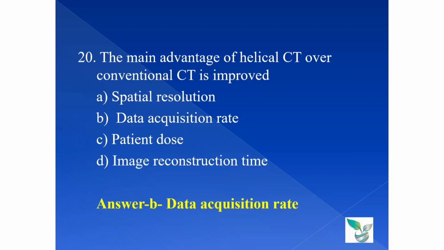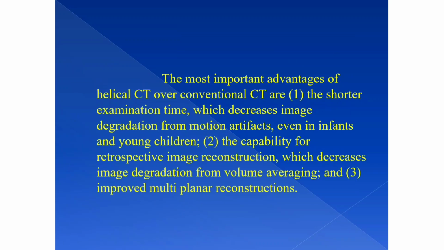The conventional CT is the old CT or the third generation CT, and the modified third generation CT is known as the helical CT or the spiral CT. So the main advantage of helical CT over conventional CT is improved data acquisition rate. And let's see the explanation.